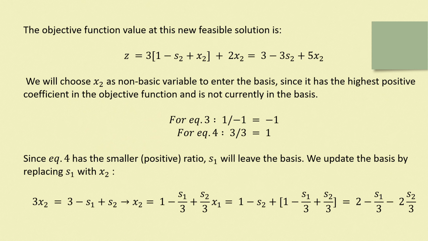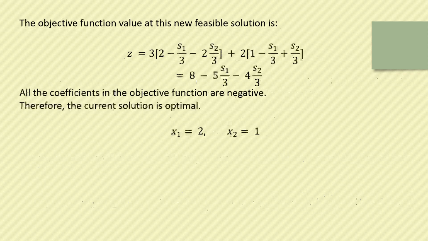And so we do the ratios again and repeat the same steps, and we substitute them in the objective function, and we get the value 8 minus 5s1 by 3 minus 4s2 by 3. Here all the coefficients of the objective function are negative. Therefore the current optimal solution is x1 equal to 2 and x2 equal to 3.